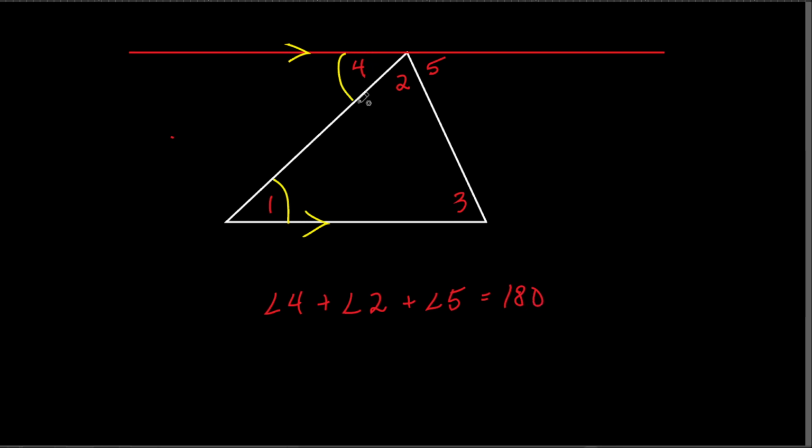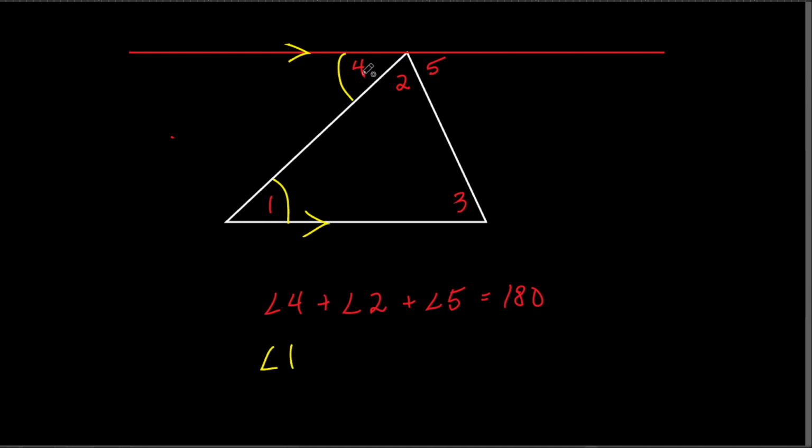We know 1 and 4 are equal to each other because if these two lines are parallel, then 1 and 4 are equal because of alternate interior angles. So instead of writing angle 4, what could I write? What's equal to angle 4? Angle 1. You with me on that? Okay. So I could replace angle 4 with angle 1 because they're equal to each other. You with me? Yeah. All right.